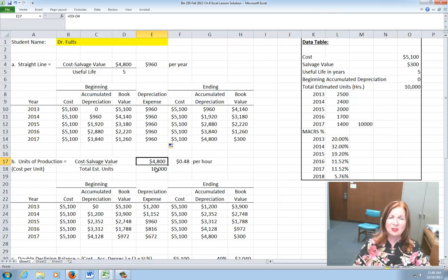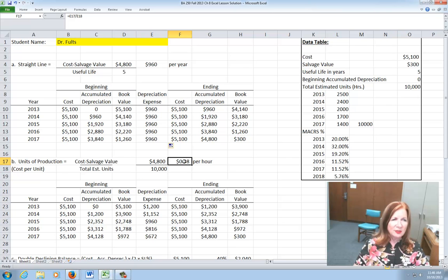In this case, the units are hours. This computer is going to run a certain number of hours, and it's going to run 10,000 hours. So here this is going to be equal to the 10,000 hours over here in O7. So O7 right over here, you click on that, and for this cell this is equal to O7.